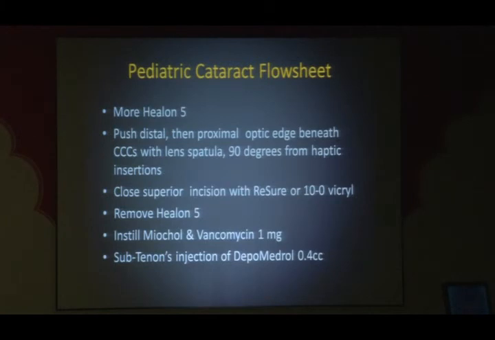Close the wound. In the United States, we have a glue called ReSure. That can close it. That way you don't have to worry about sutures. Otherwise, use a transscleral suture. I don't want to have to cut a suture afterwards because the child you'd have to put to sleep. Miochol, et cetera, et cetera.